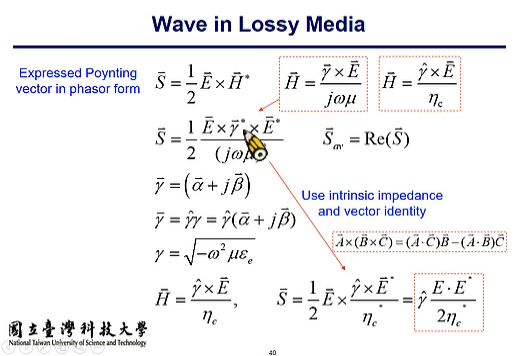So here you have gamma star, E star, j omega mu star. j omega mu star is just minus j omega mu, right? And it can go from here to here, okay?